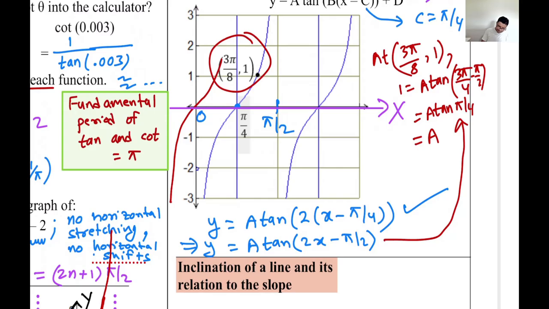Hence you can replace this by 1, and that will be your answer. y equals tan of 2 times x minus pi over 4.